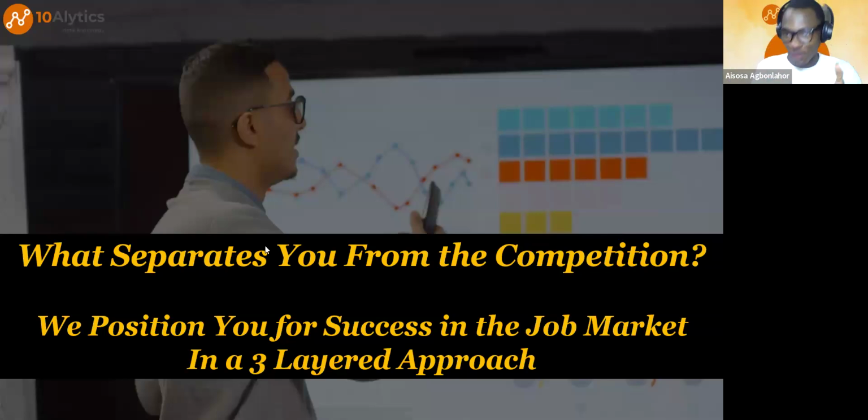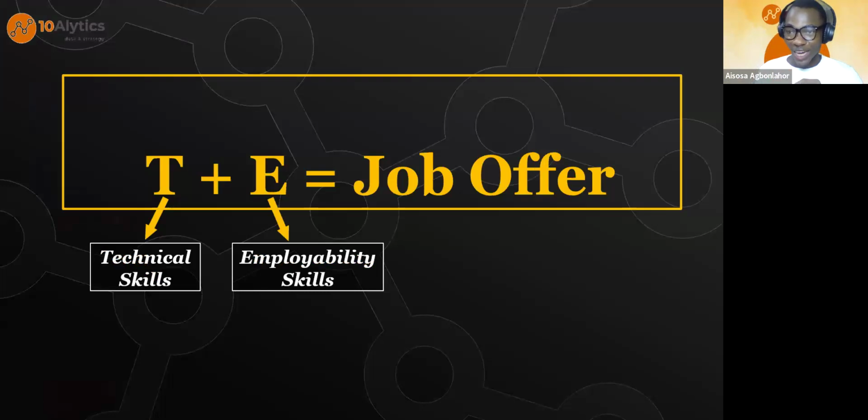It's what we call the other 50%, what we call the three-layered approach. The other 50% is the employability skills, and the first 50% is the technical skills, because of course you need the technical skills to do the job. That's a given. But like I mentioned earlier, that is not enough to get you the job. You need the other 50%, which is the employability skills. The technical skills and the employability skills are the two things that will get you that job, not just you knowing how to use these tools.